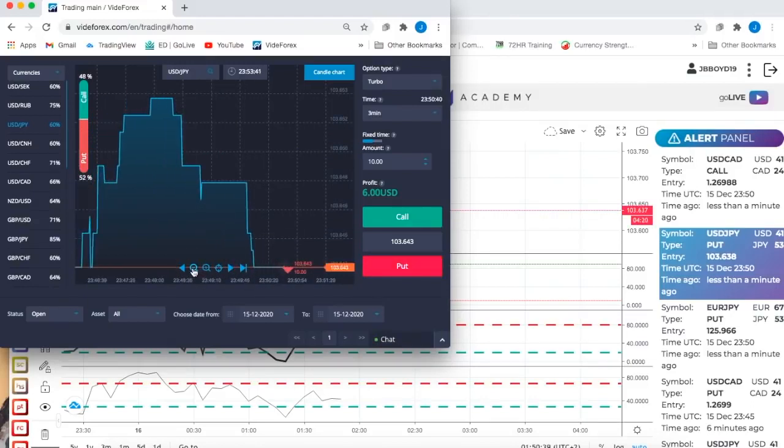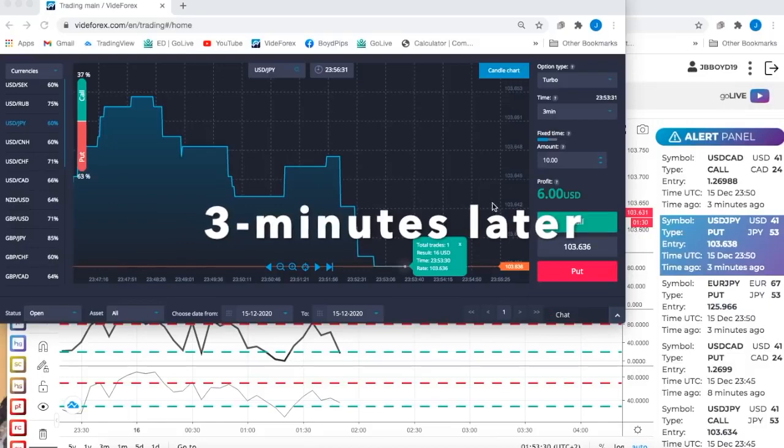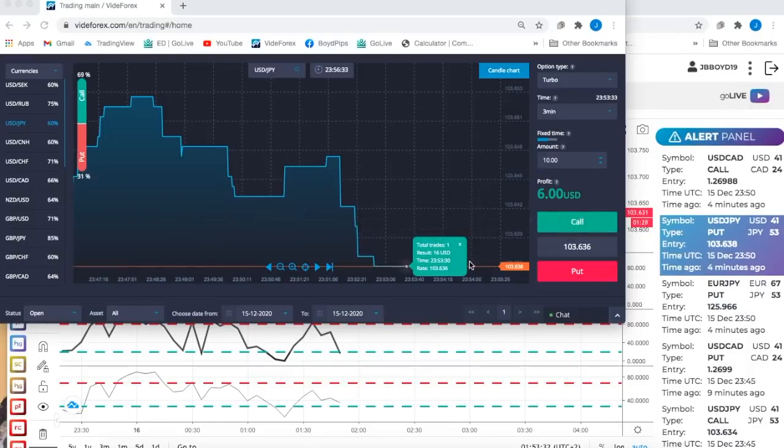Okay, so now we've placed that trade. We will wait the 3 minutes and we will see how this plays out. And there we win the trade simply by following the rules of Cash Trap 2.0.